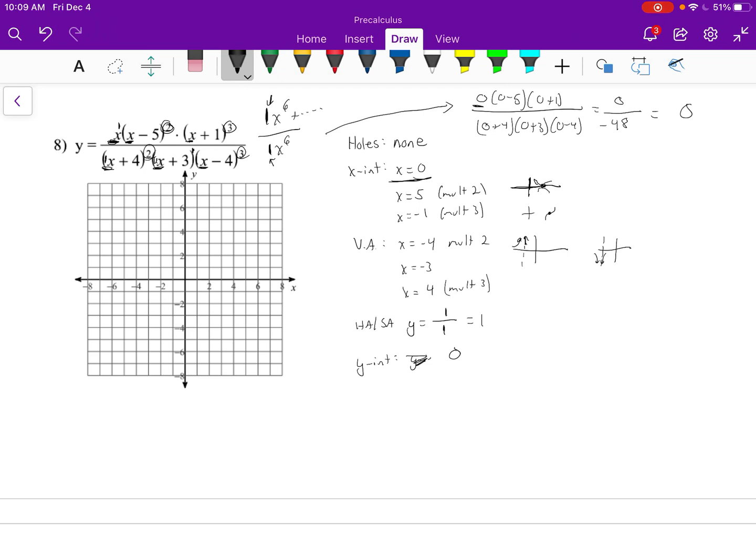So we have an x-intercept at 0, at 5, and at -1. And then we have vertical asymptotes at -4, and then also at -3, and at 4.